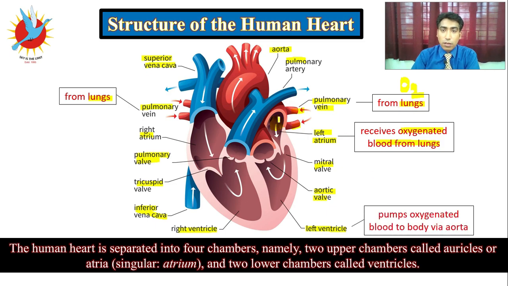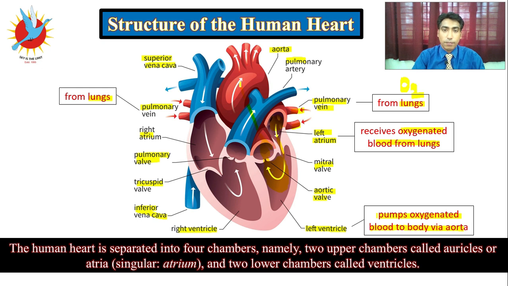When this left atrium gets fully filled with the oxygenated blood, this blood passes down to the left ventricle. When the left ventricle gets filled, it pumps the oxygenated blood to the body via the aorta. When it is fully filled with the oxygenated blood, the same blood will be transferred to the various body parts through the aorta.